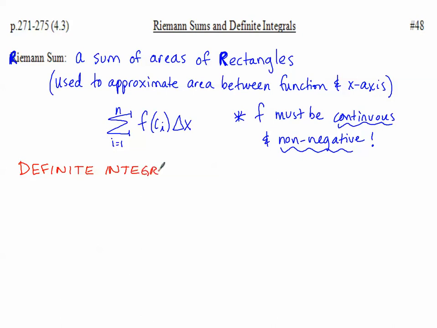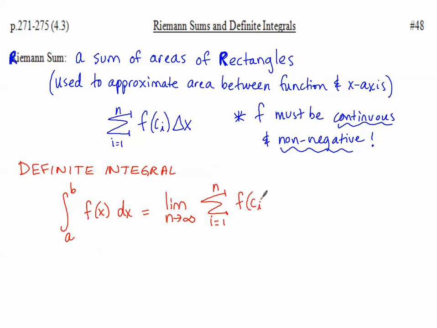We started the chapter in 4.1 with indefinite integrals. They are different. The definite integral has the integral symbol, but has limits of integration. So we say the integral from a to b of f of x dx, that's what it looks like, equals the limit as n approaches infinity. This is one way to define it. The sum from i equals 1 to n, f of c sub i times delta x. And this is for the function f of x on the interval from a to b.